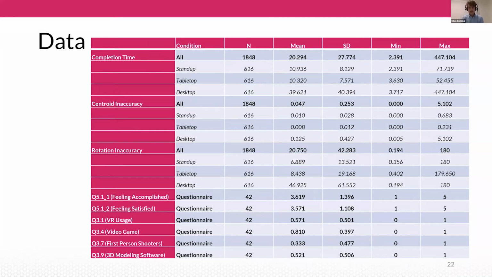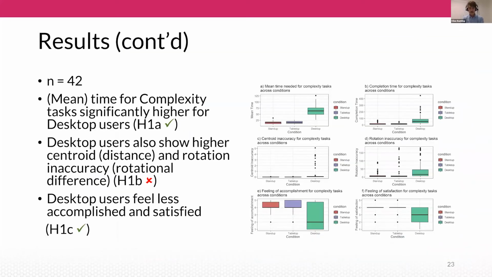Next slide, please. In the first research question, we tried to look at the different performance measures for all the different conditions. If we look at plot A in the upper left, we see the mean time needed to complete a task in the complexity phase for all of the conditions. On the x-axis, in all the plots, there are the conditions. On the y-axis, it's always the performance metric.